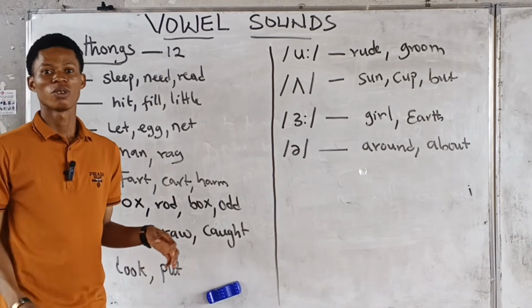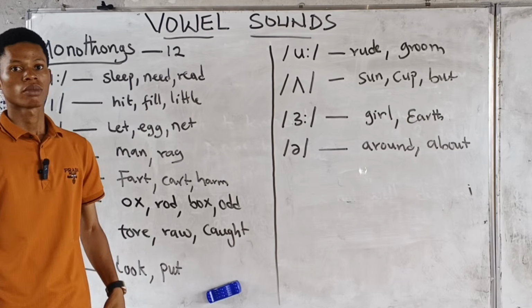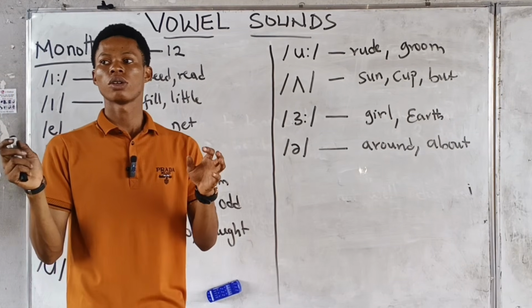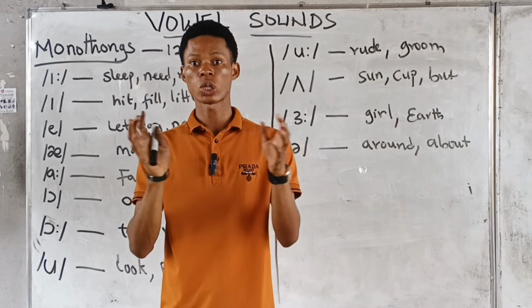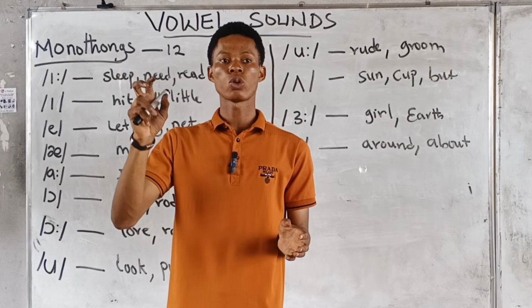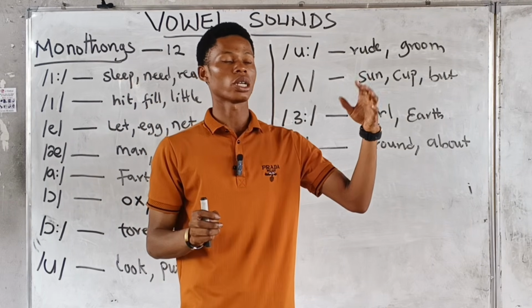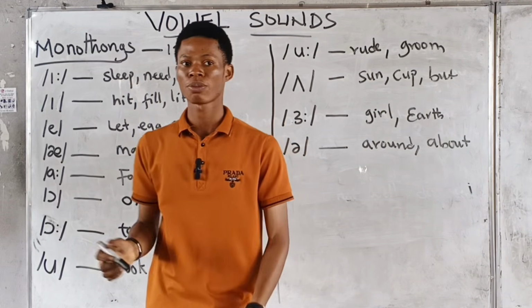Alright, so let's look up. We're going to be looking at vowel sounds. Now, we have vowel sounds and consonant sounds, right? So first we are going to look at vowel sounds, then next we are going to look at consonant sounds. But let's start with vowel sounds.